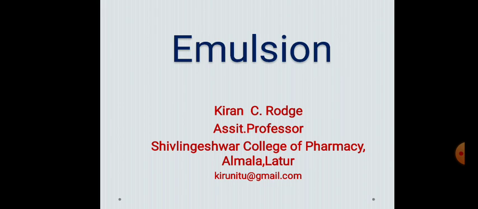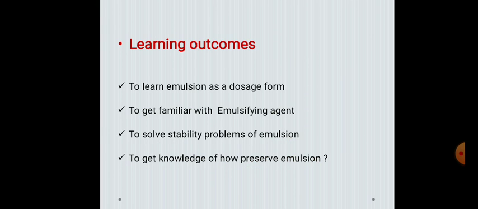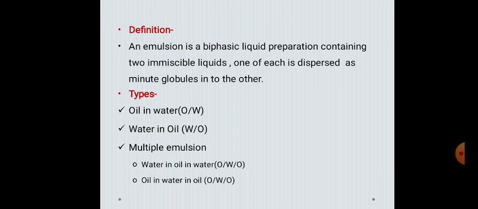Today we are going to learn about emulsion. The learning outcomes of the topic are: students are able to learn emulsion as a dosage form, get familiar with emulsifying agents, solve stability problems of emulsion, and get knowledge of how we preserve the emulsion. So first of all, we will discuss what is meant by emulsion.